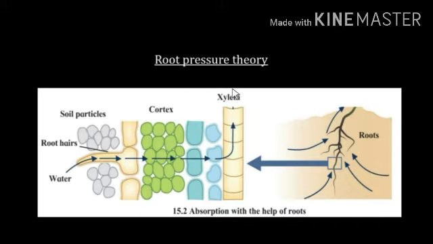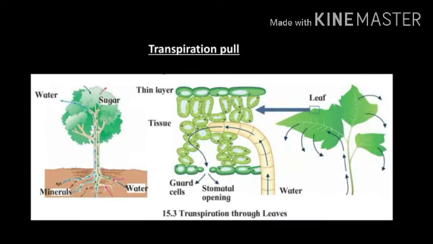This is nothing but the root pressure theory. But this root pressure theory is applicable only for the dwarf plants or plants with small heights or shrubs like this. Now, another theory is put forth by the scientists, which is called transpiration pull. Now, what is this transpiration pull?